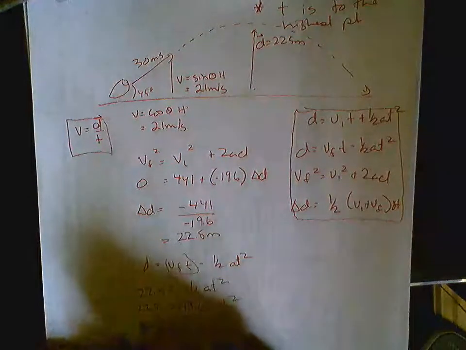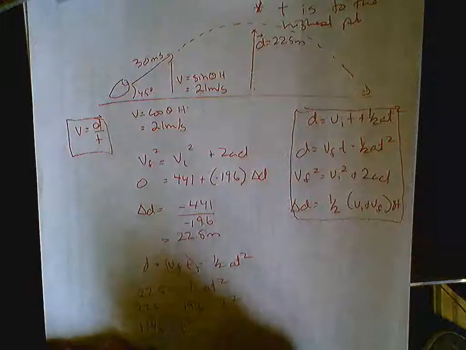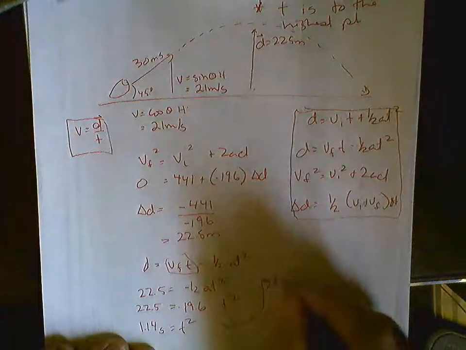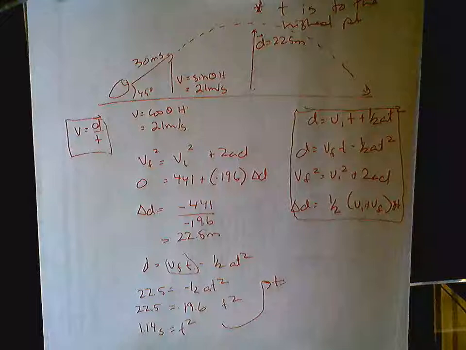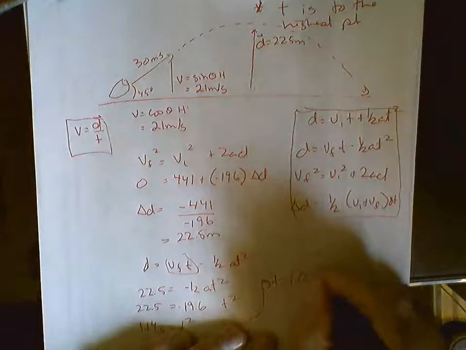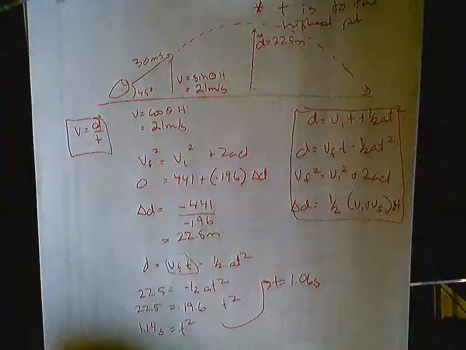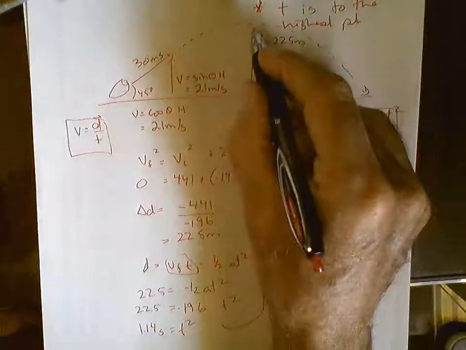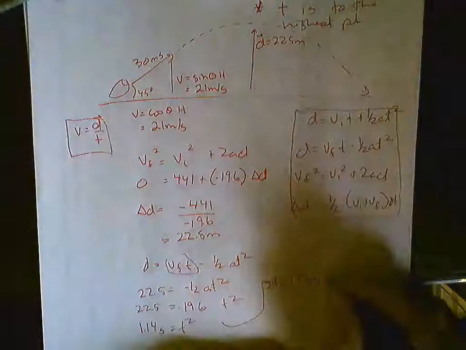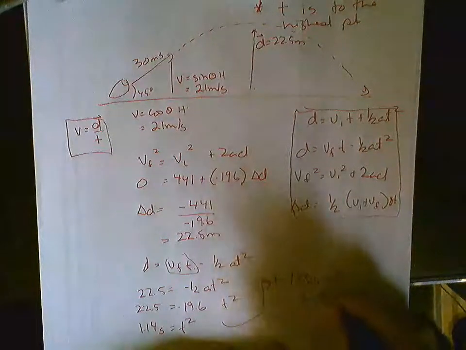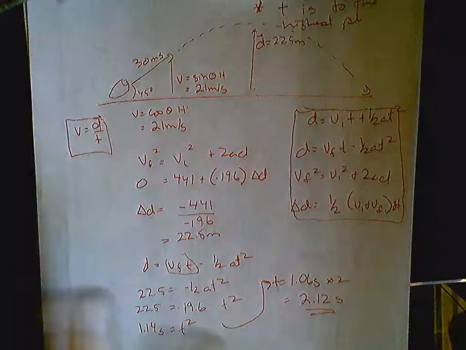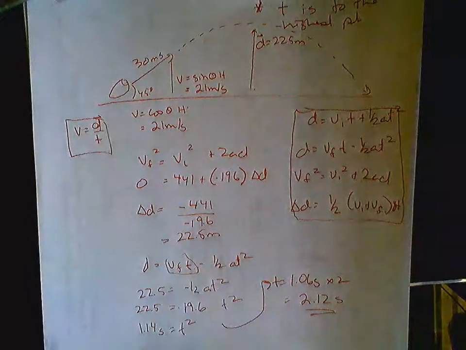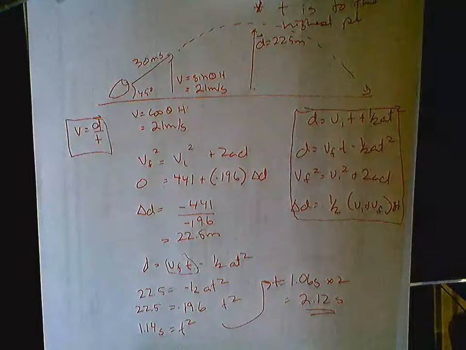T squared is equal to 1.14 seconds, and T is going to be equal to the square root of that. That's 1.06 seconds. Now remember, that's 1.06 seconds to the top, so we've got to multiply this by 2 to get the time for the total trip. Now the last calculation, and I didn't have to use that formula. I could have used a number of the other formulas there to get that answer.